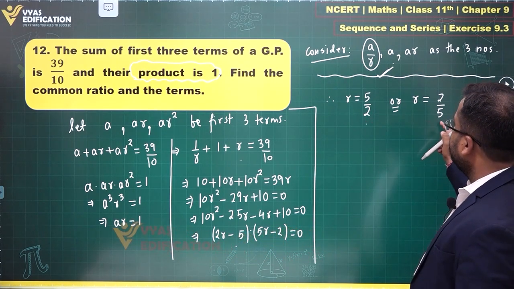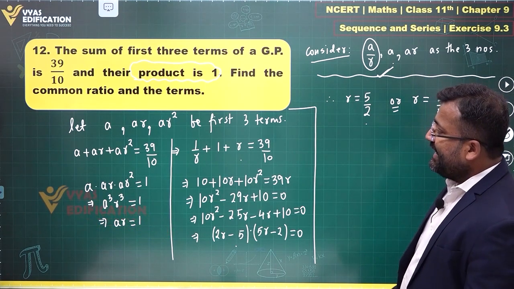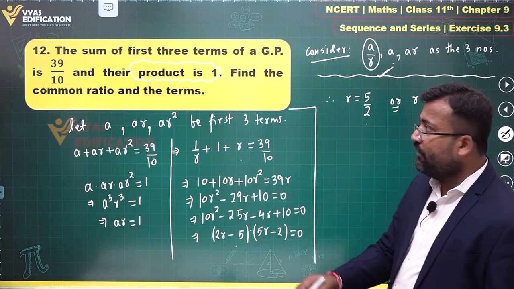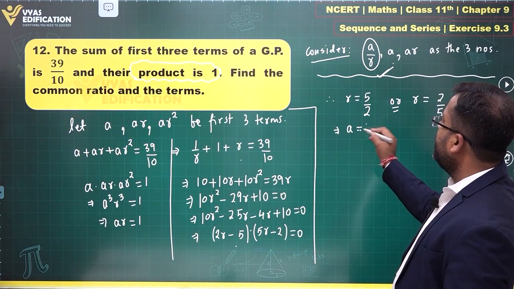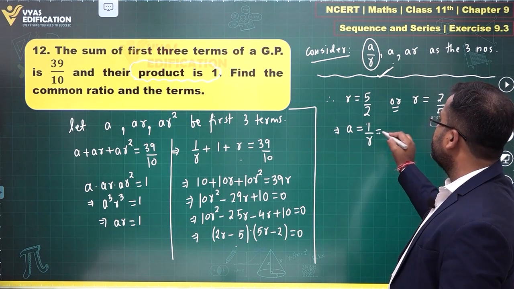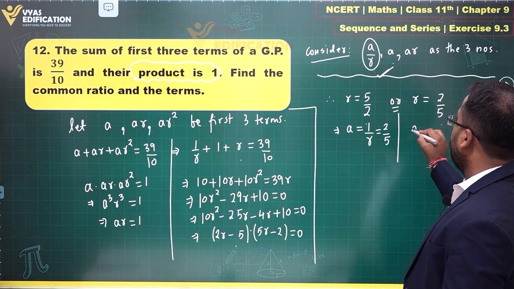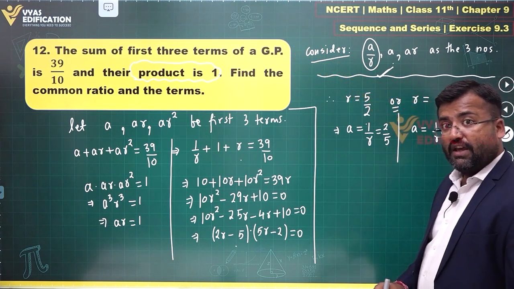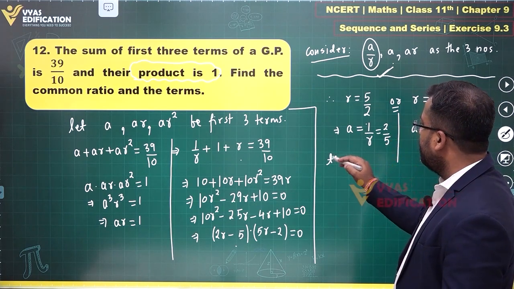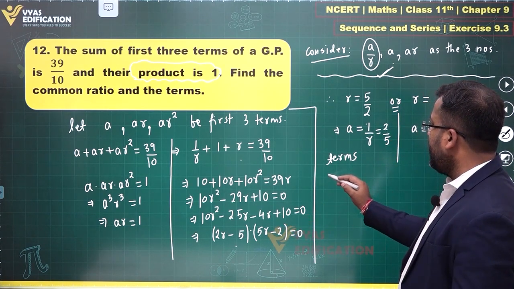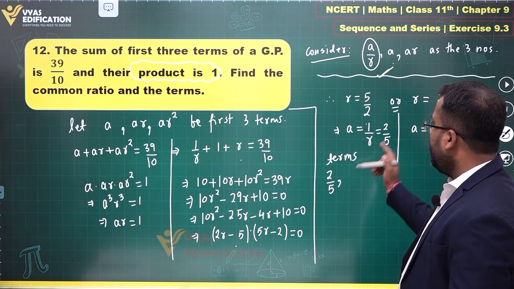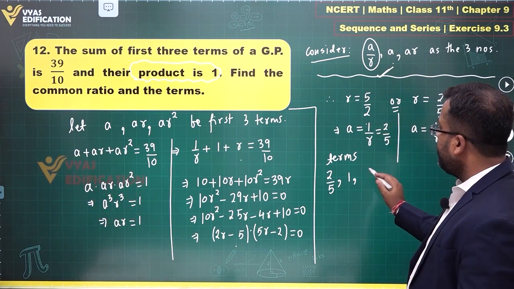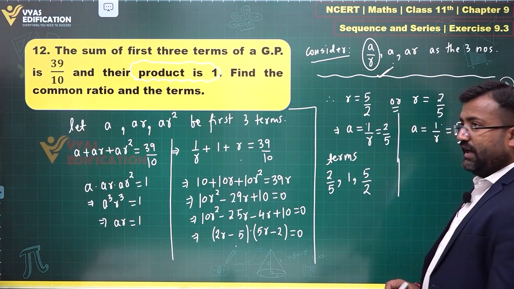We have found the common ratio, either this or this is the common ratio. And the terms, depending upon the value of r, we can get this. Depending upon the value of a, since ar is equal to 1, this tells me a will be equal to 1 upon r, which is 2 upon 5, or a is equal to 1 upon r, which is 5 upon 2. So terms in this case will be a, 2 by 5, ar which is 1, ar square which is again multiplied by 5 by 2.